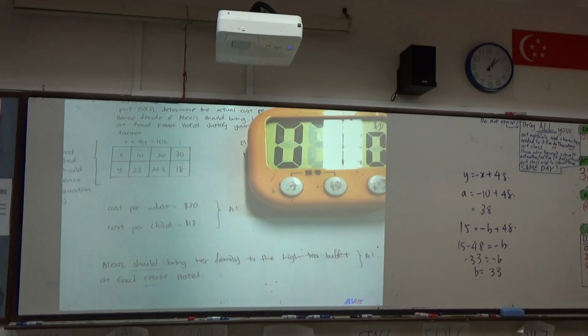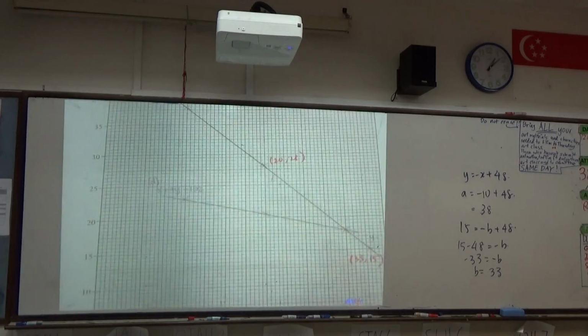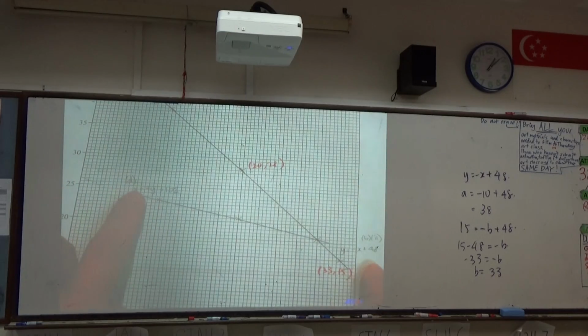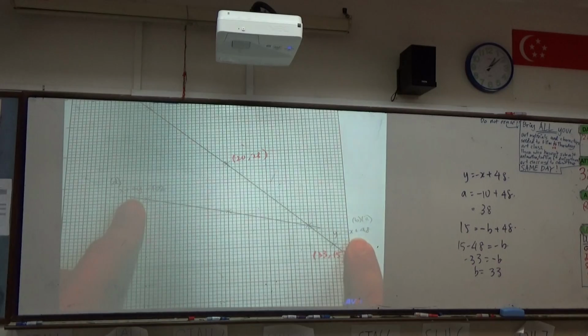Okay, are we done? So your graph should end up like that. Look like this. Then after that, label.